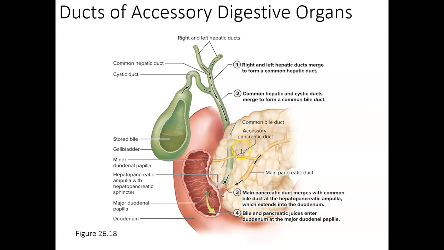So there's another pancreatic duct called the accessory pancreatic duct that drains into the duodenum in a different place. This is called the minor duodenal papilla, and this is the major duodenal papilla.